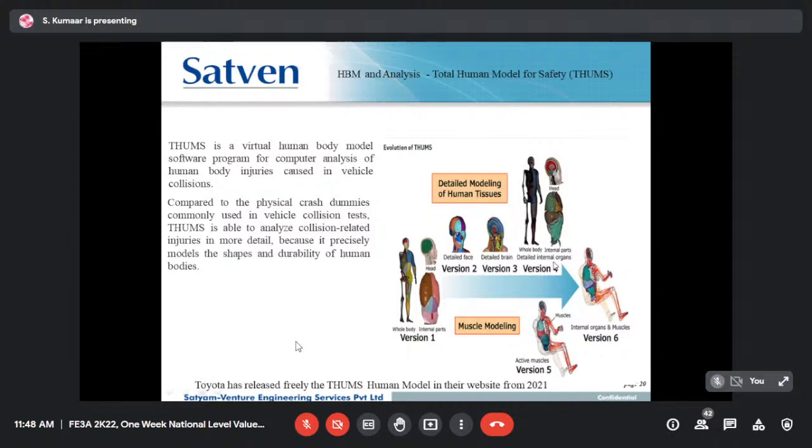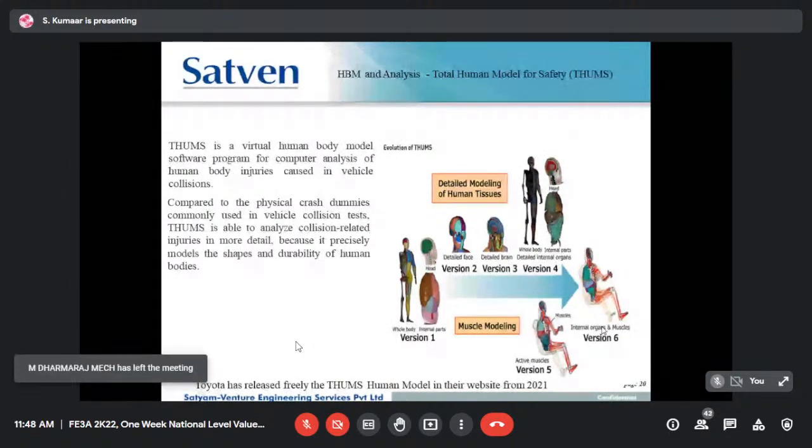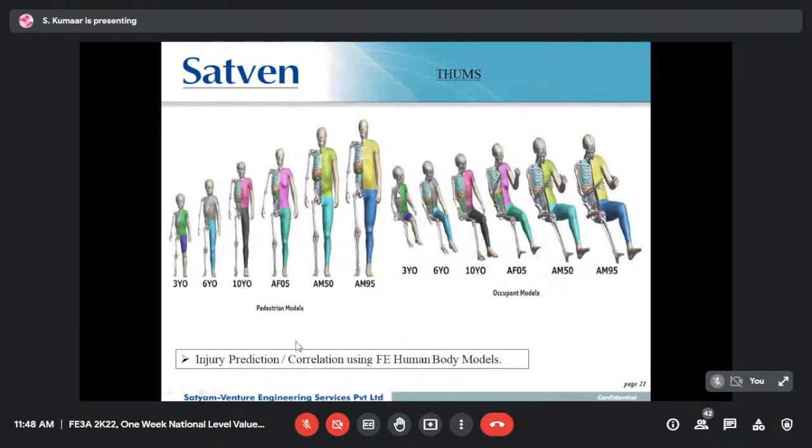In version 4, they included internal parts and detailed inner organs. In that model, we have kidneys, liver, heart, lungs, spleen, and all the other organs available in the model. Next, they included muscles, and then they updated muscles and organs again. If you see this model, it is like the real human. In the real human, we have the head. What are the parts inside the head? Most of the parts are modeled.